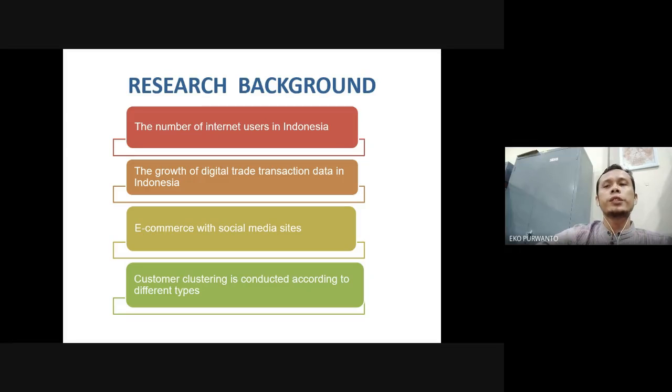A good understanding of online transactions can be used by companies to invest in potential online transactions. Some problems need to be solved, such as sparse data and low recommendation accuracy. E-commerce with social media seeks to use embedding for user recommendation and product strategy.